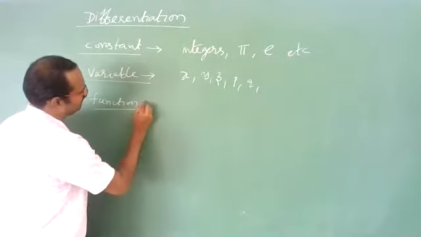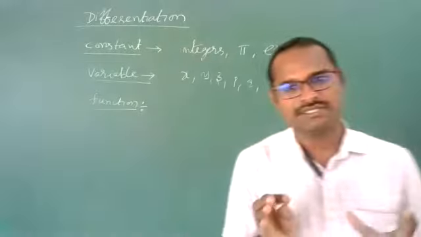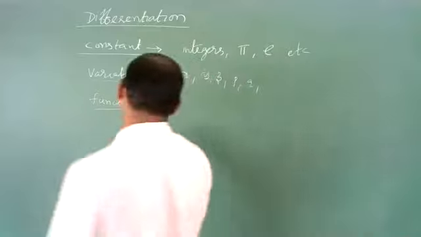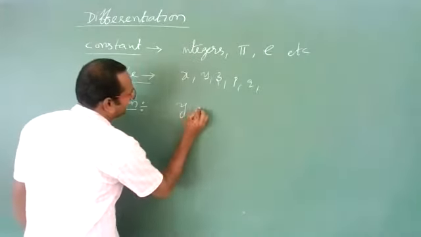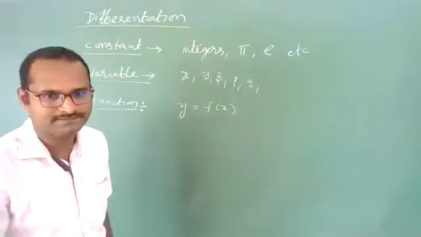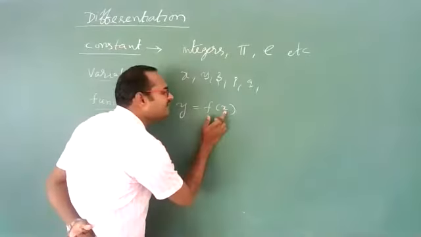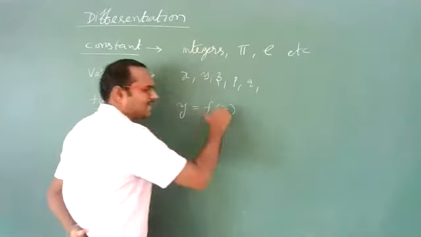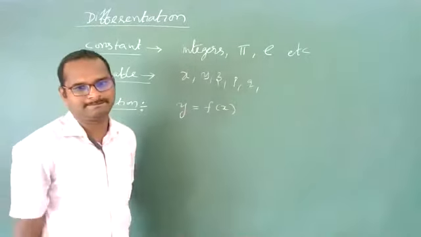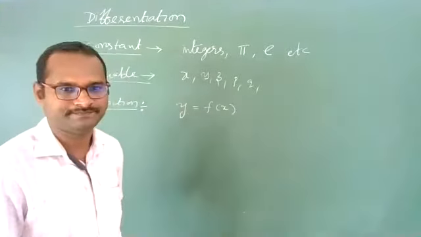Next, the third one is function. What is a function? A function is any physical quantity that depends upon another variable. For example, if I say y as a function of x, x is a variable here. That means for every different value of x, y has a definite, particular value. Then that y is called a function.